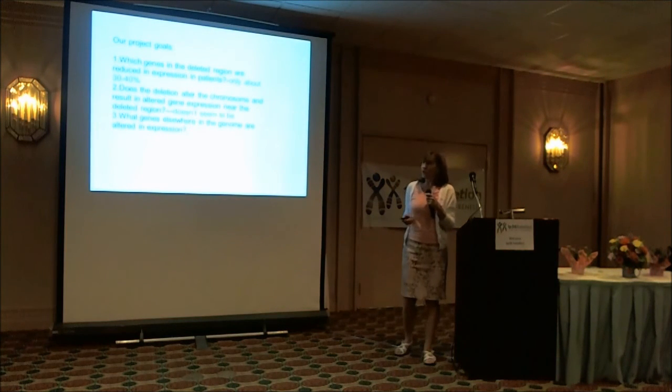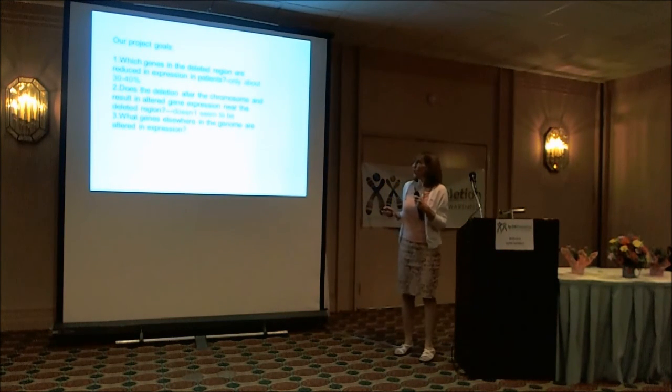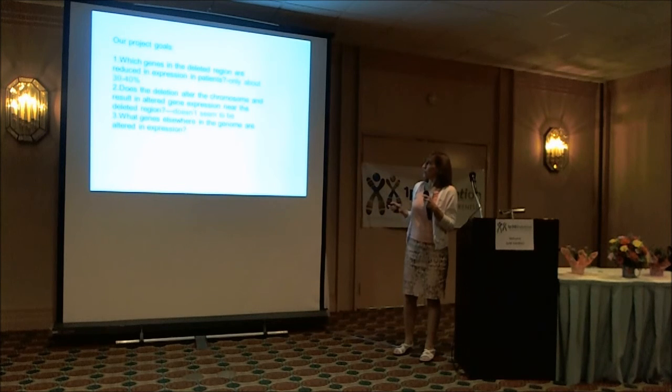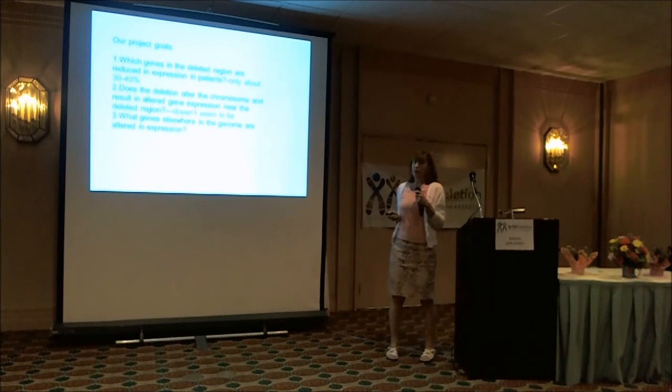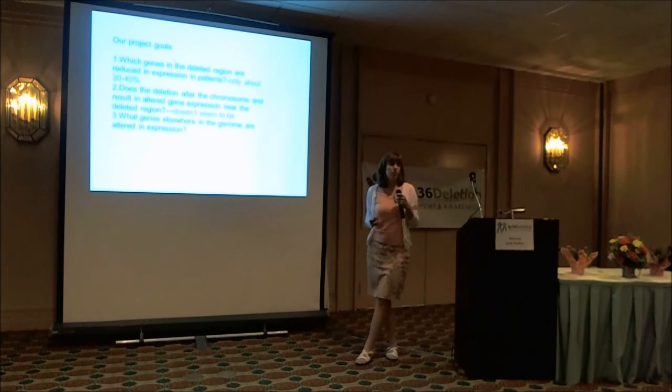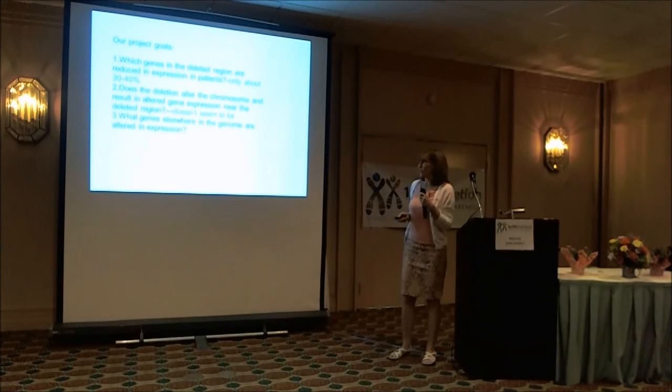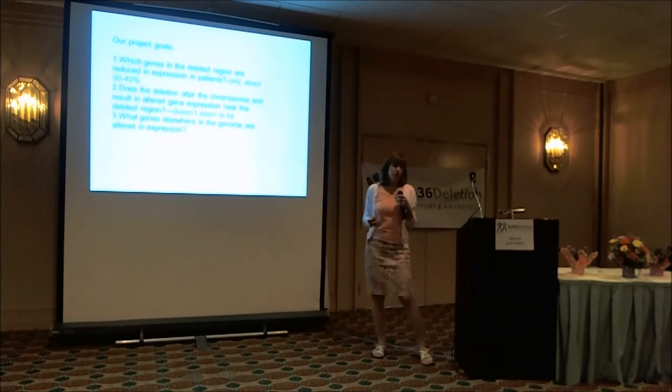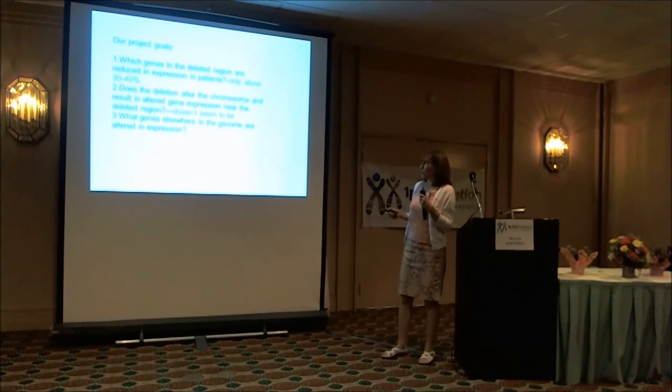So this, again, summarizes our goals. Which genes in the deleted region are reduced in expression? In the blood cells, only about 30 to 40%. But we hope when we get normal blood that we'll be able to detect more gene expression changes. Does the deletion alter the chromosome and result in altered gene expression outside the deletion? I just showed that it doesn't seem to be.